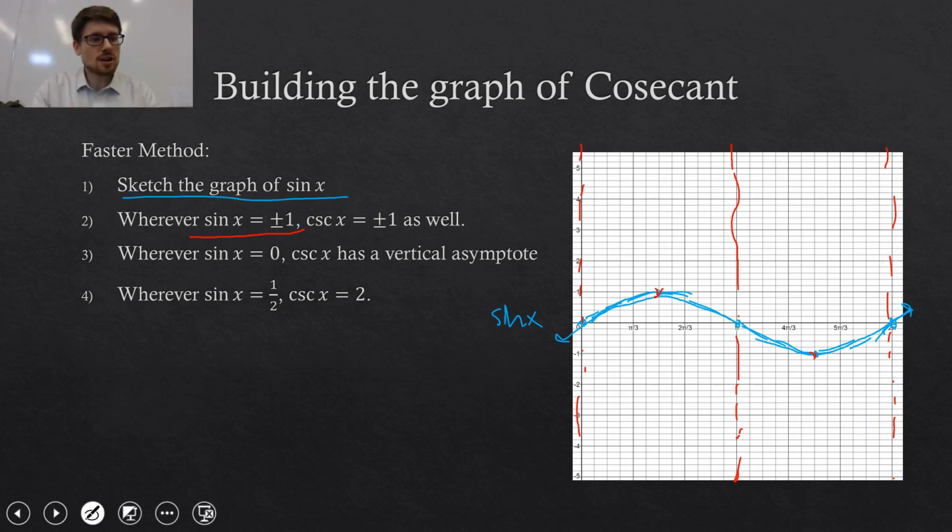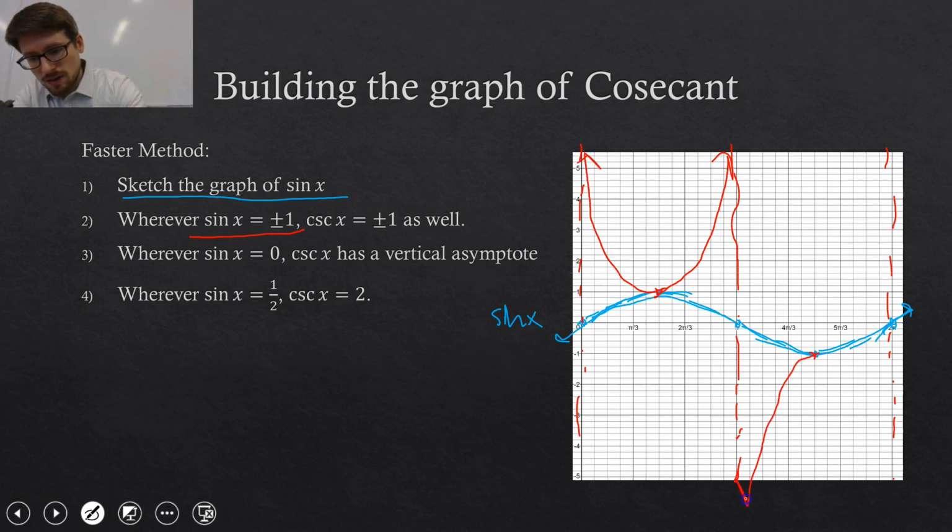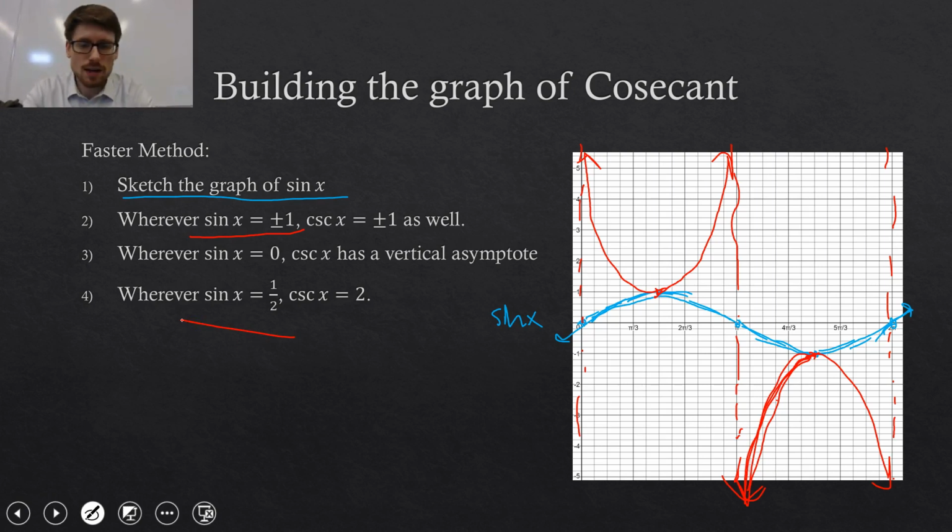And then we're going to sketch the curve in between, right? So we know that it's going to go up to infinity as we approach these vertical asymptotes and down to -infinity, the vertical asymptotes over here. So if we want to get more specific about these values, we can, but this is sufficient. I'll just add this one in here. Whenever sine is 1/2, cosecant's 2. So we'll plot those as well.